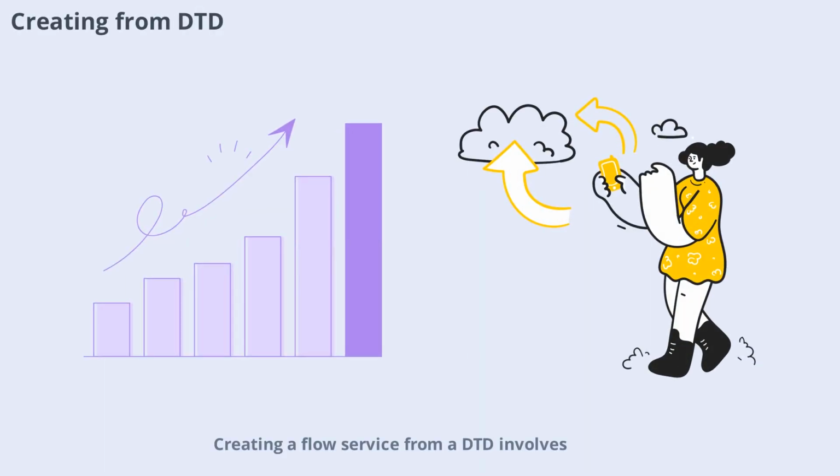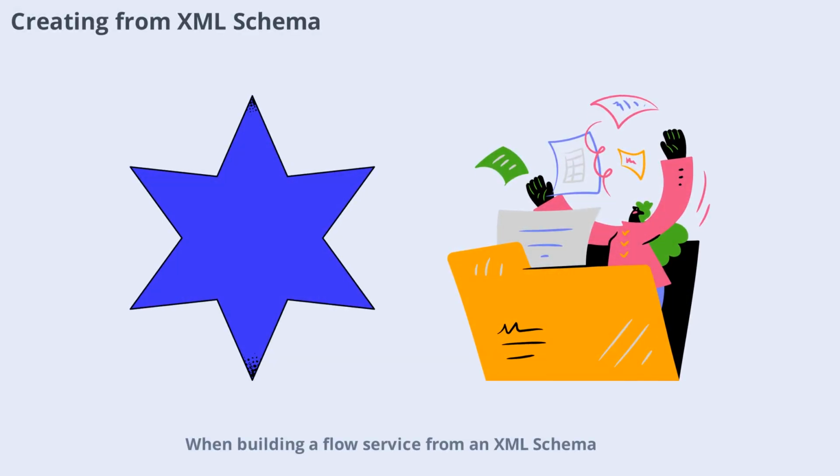Creating a flow service from a DTD involves specifying the DTD file and selecting the root element. Designer generates document types based on element references, handling multiple and single references appropriately. This process ensures that your flow service accurately reflects the structure and constraints defined in the DTD, supporting robust XML data processing.